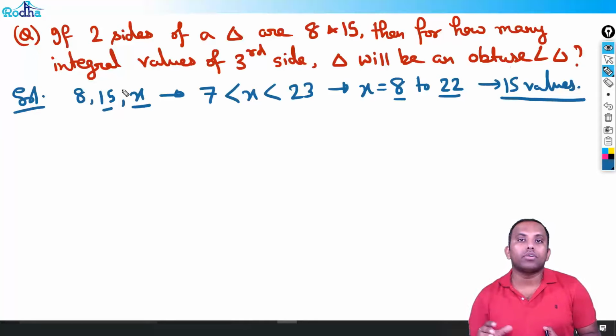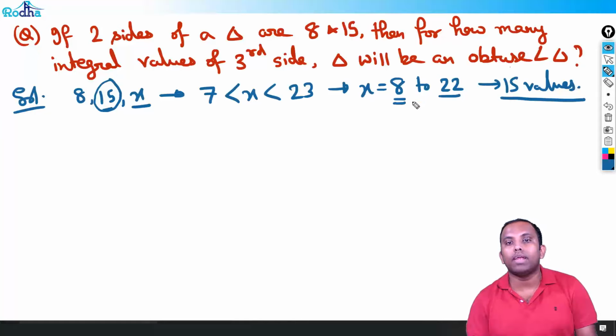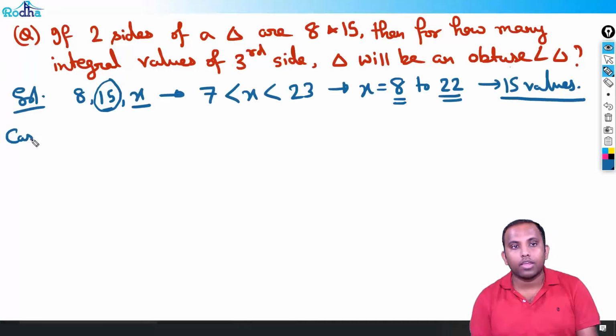What is the first case? If x is less than 15, then this 15 becomes the longest side. And if x is greater than 15, because x can take all values from 8 to 22, 15 will lie somewhere in the middle, right? So if x is greater than 15, in that case, x is the longest side, right? So I can make two cases here. Okay, let's make case 1. Case 1.